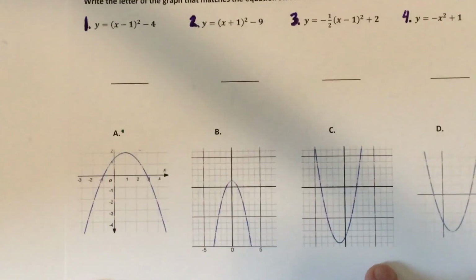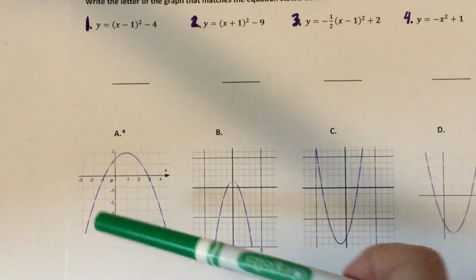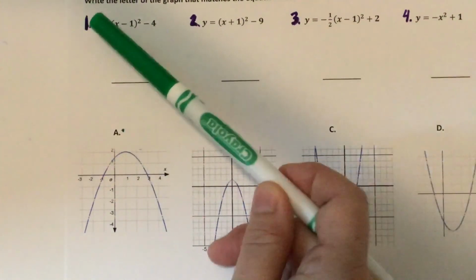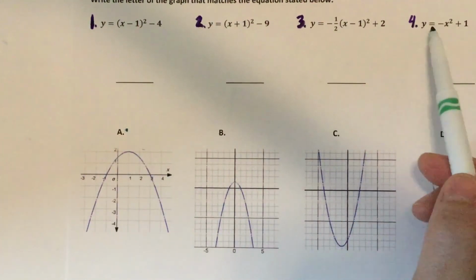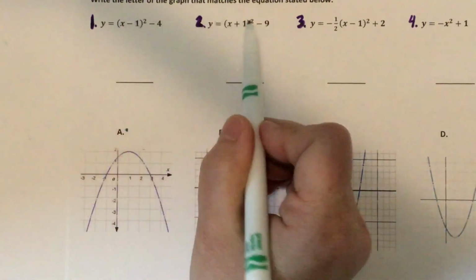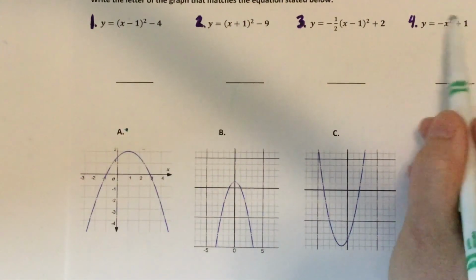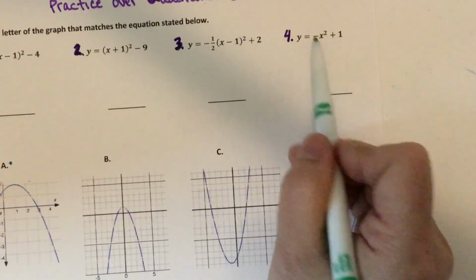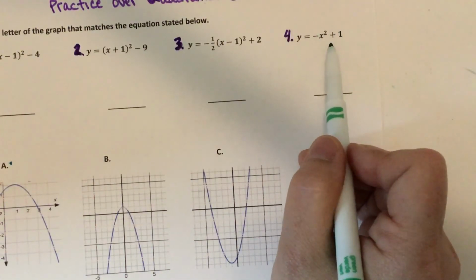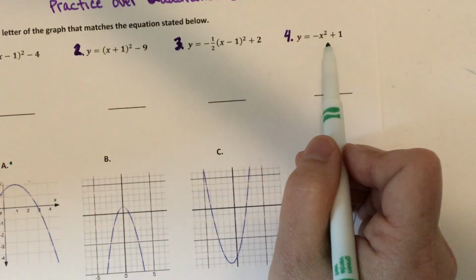All right, so the first 4, we're trying to figure out which graph below matches the equation. And all of these equations are in vertex form because of the parentheses. Now this one doesn't have parentheses, so this really is standard form, but I can tell what the vertex is doing very easily as well when it's written like this.